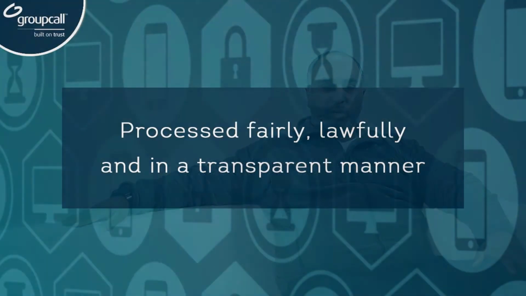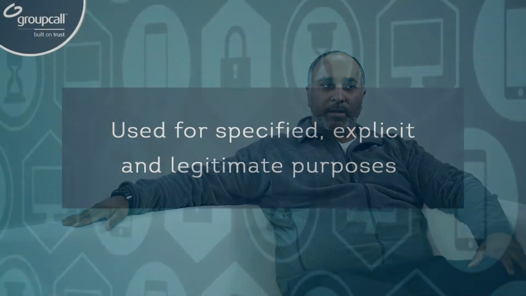The 6 principles: process fairly and in a transparent manner. It is key that you put in your privacy notice who your data processors are, and you must name your data processors. So for example, you can no longer say MIS, you must state who your MIS provider is. It's all about being transparent of who you're sharing that data with.